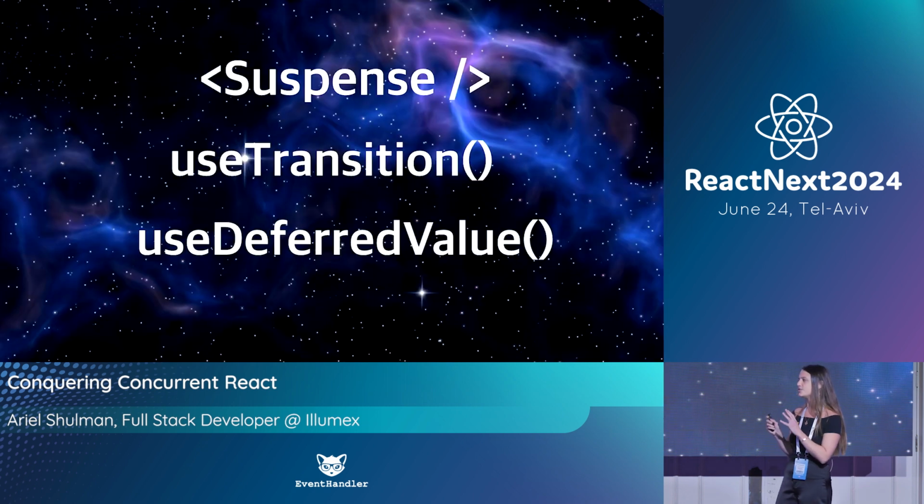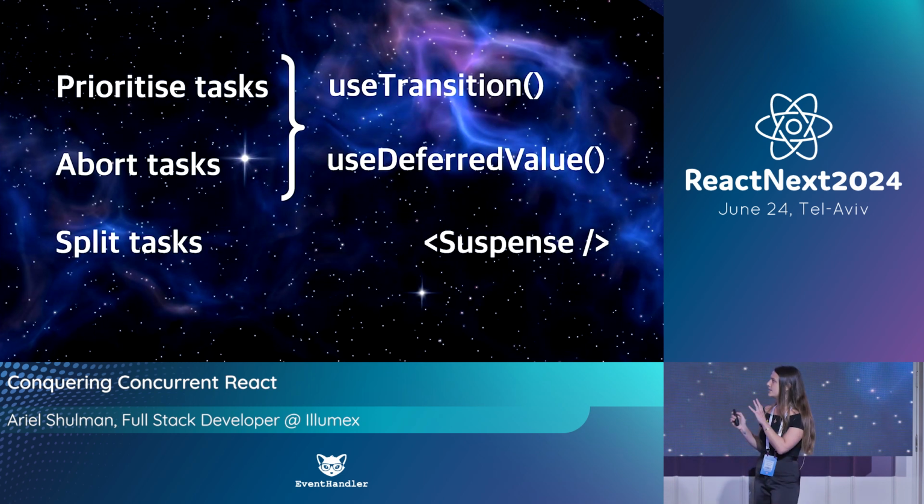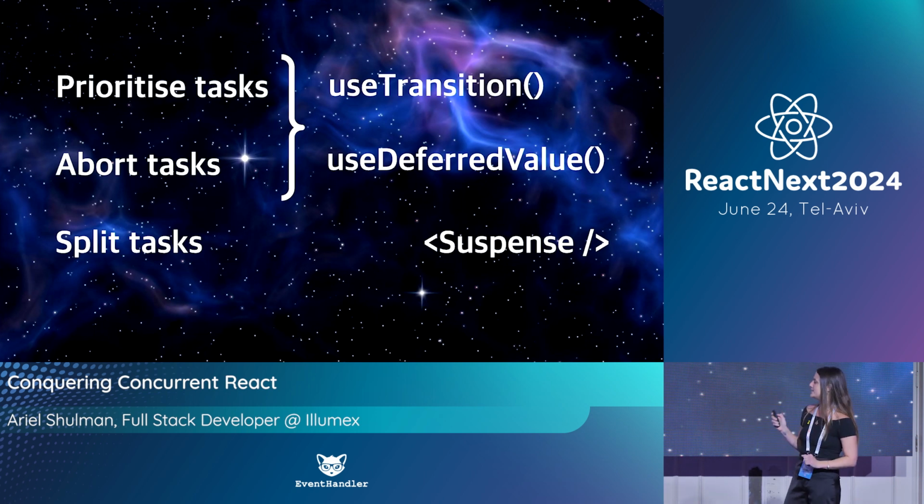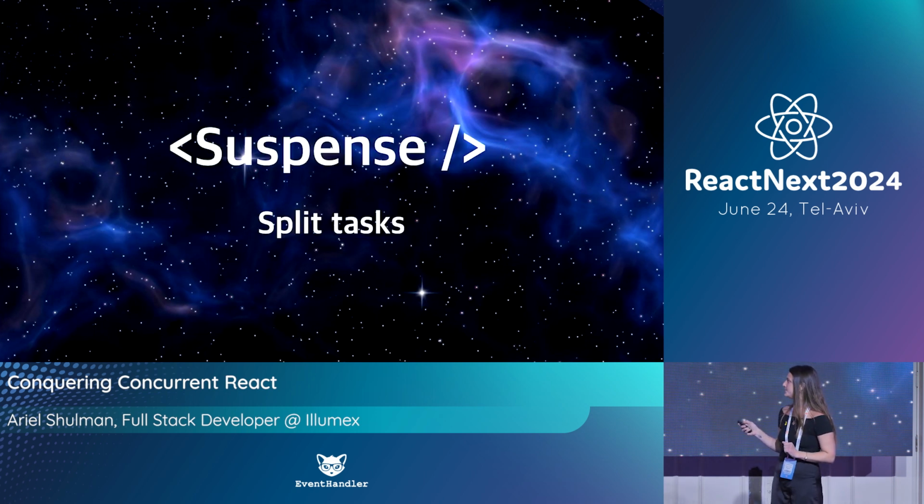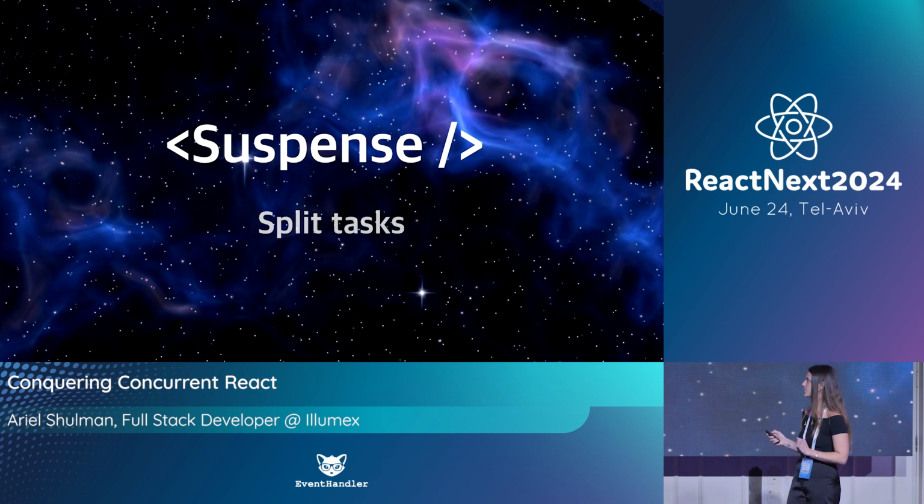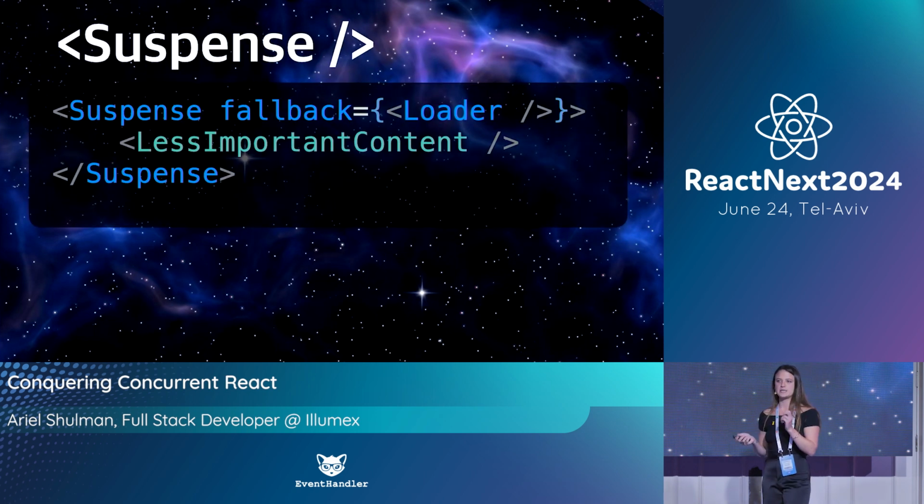Okay? And these are our tools to do everything that I just showed you. So they kind of group along like this. useTransition and useDeferredValue are causing background renders. We would get into everything, don't worry. And Suspense is about splitting tasks. Let's see how Suspense looks. The syntax for Suspense is a component that we import from React. Suspense accepts a fallback component, and it accepts children.